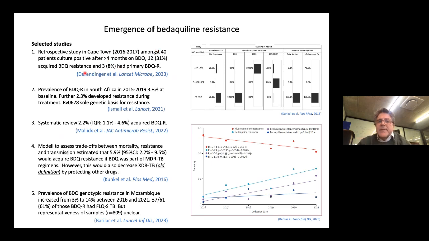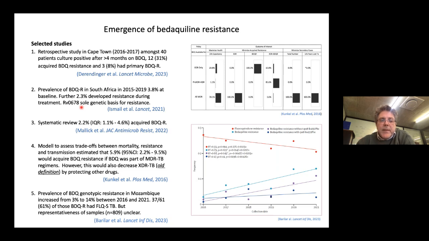The second study was the publication of the prevalence of bedaquiline resistance in South Africa from 2015 through 2019, using the bedaquiline surveillance program data instituted by the NICD and Prof. Nazir Ismail. And in that study, we found 3.8% bedaquiline resistance at baseline, with a further 2.3% developing resistance during treatment. And in that study, the efflux pump Rv0678 was the sole genetic basis for the resistance.